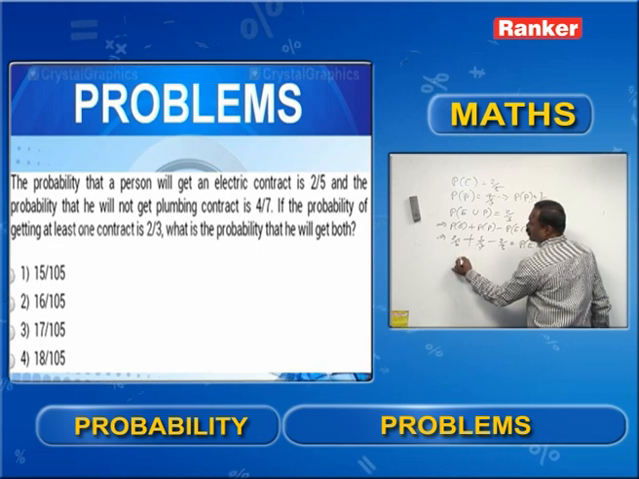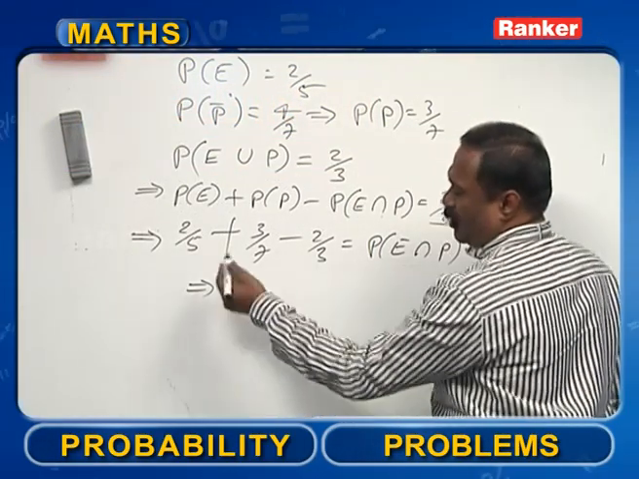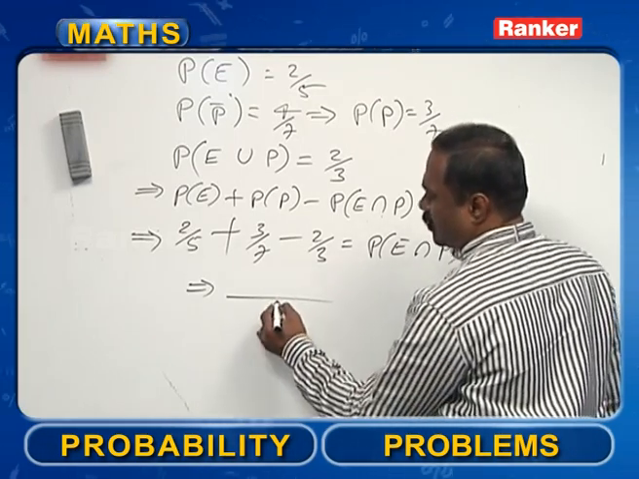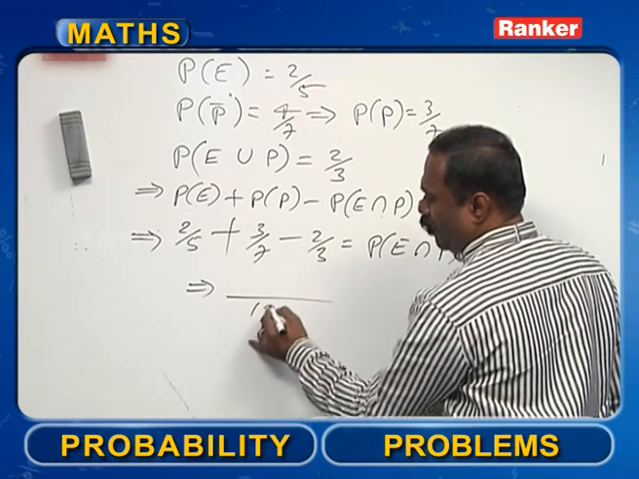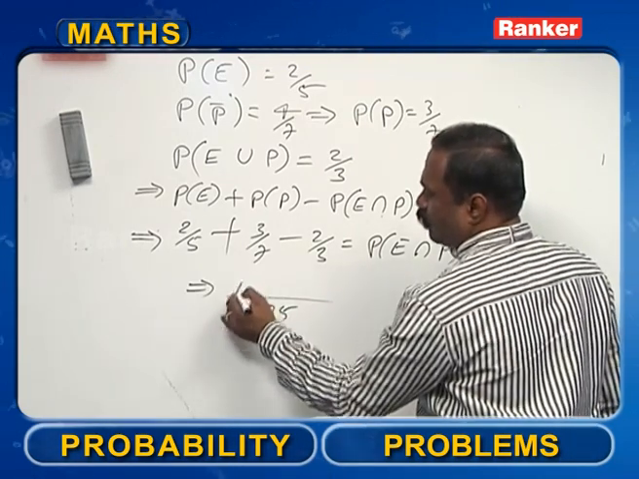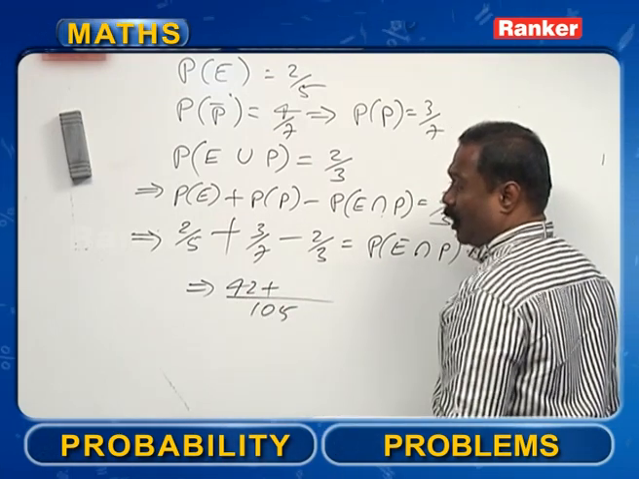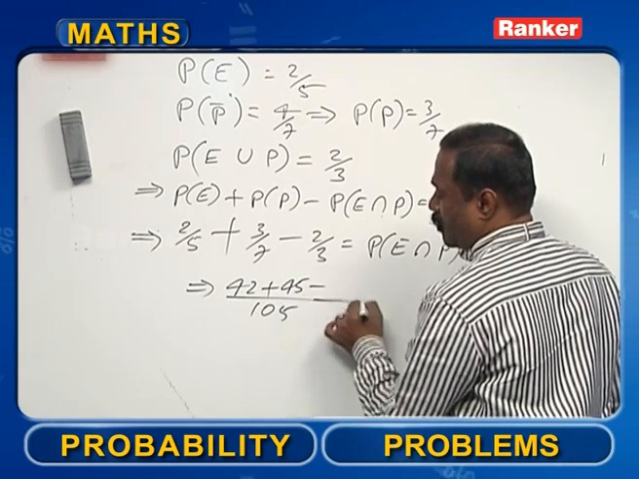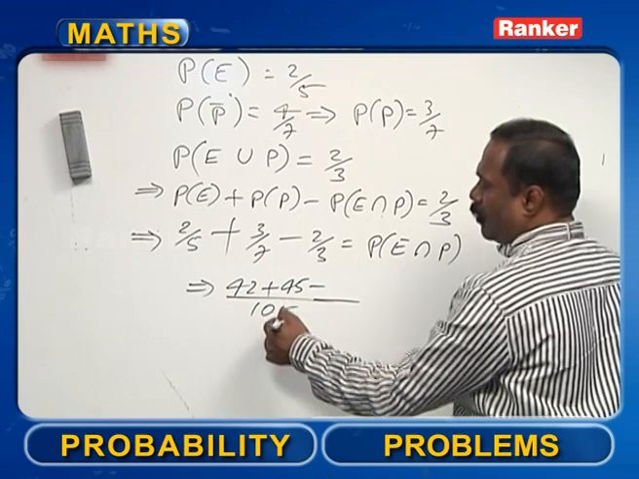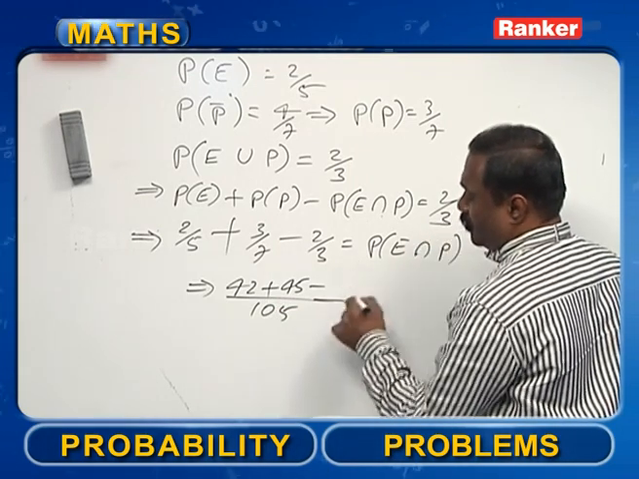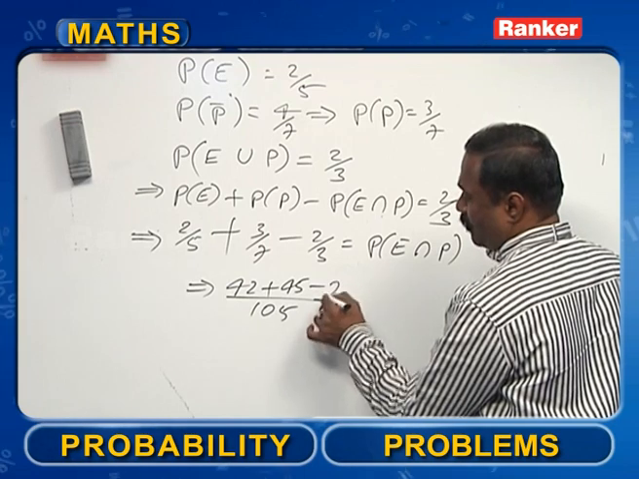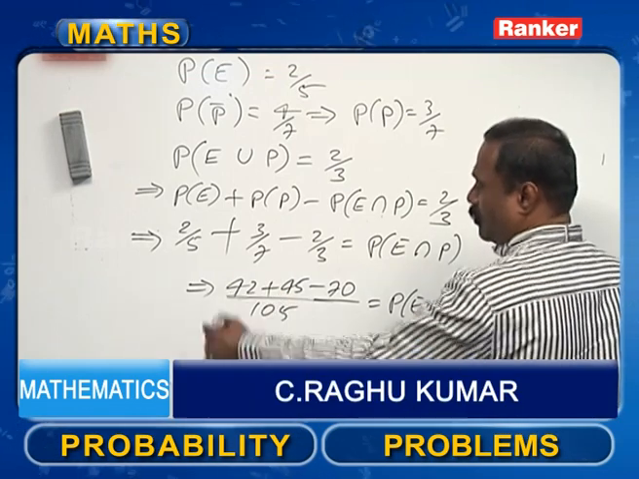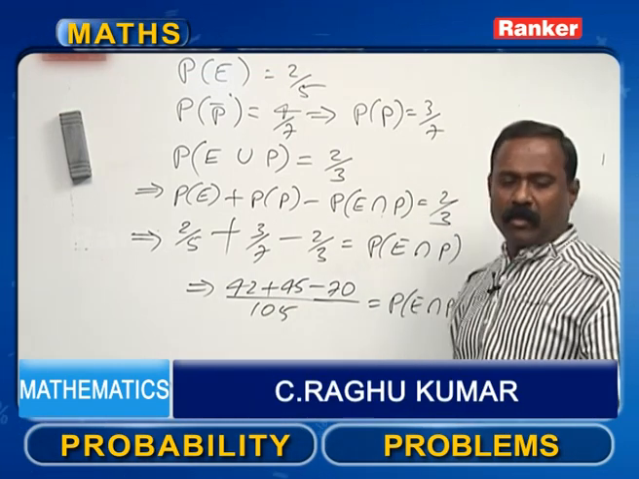So in this case now, what is the LCM? You can simplify that. It is 7 times 5, 35, into 3, it is 105. 21 plus 2 into 42 is 45 minus, 35 into 2 is 70. If you simplify this, you will get the answer. 87 minus 70, 17 upon 105.